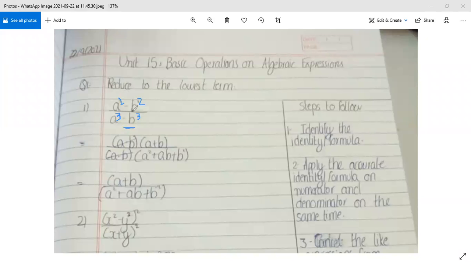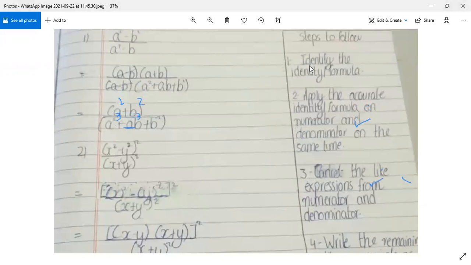Okay, in the second, there are the steps that you have to follow. First one is identification of the formula. The other one is application of the formula, the accurate formula according to the numerator and denominator at the same time. And the third one is cancel, which means you need to reduce the like expressions from the numerator and denominator.